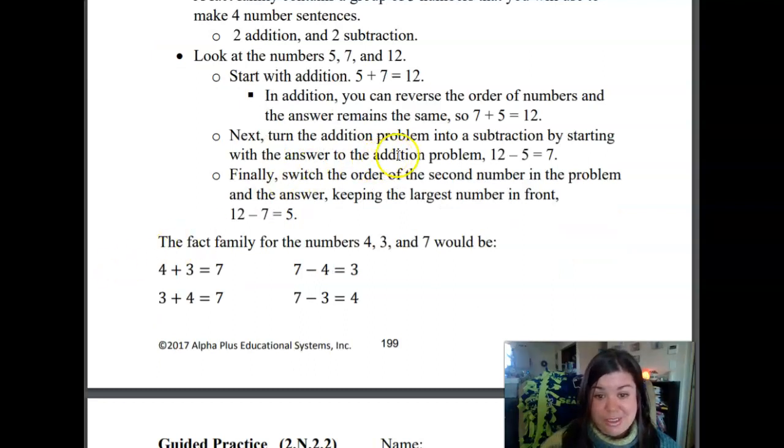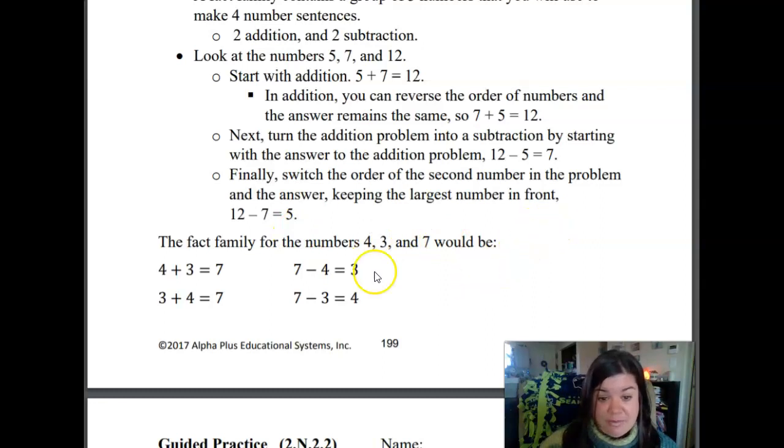Next, we'll turn the addition problem into subtraction by starting with the answer to the addition problem. So 12 minus 5 equals 7. Does this seem familiar to you? We did something very similar last week. So finally, switch the order of the second number in the problem and the answer to keep the largest number in front. 12 minus 7 equals 5.